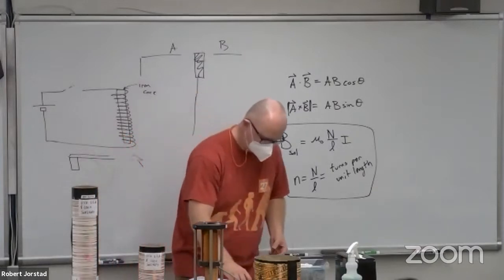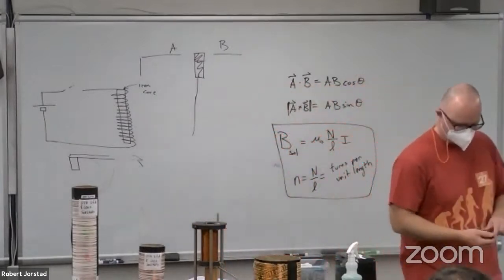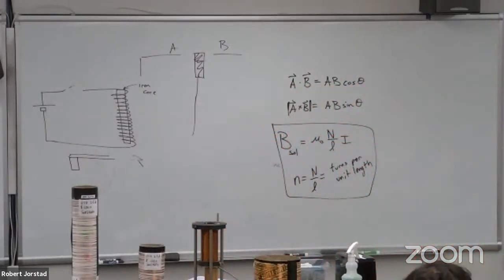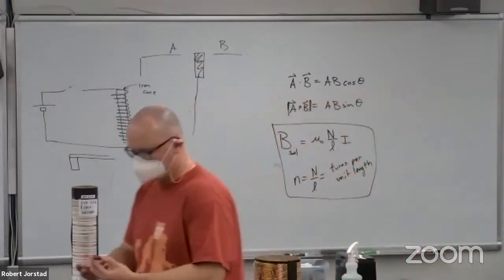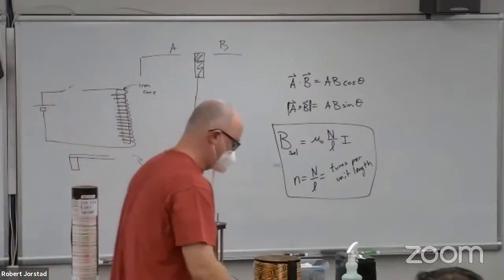Toroids. Here, have a toroid. Pass those around and look at them. I got to get them back eventually. Thank you. So, yeah, that's fine. That's good.